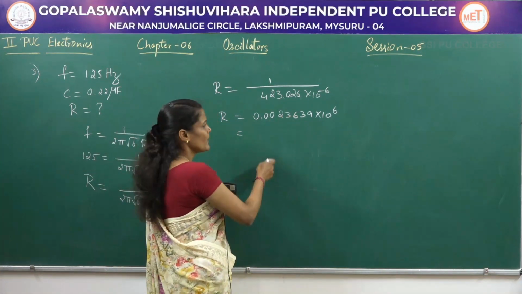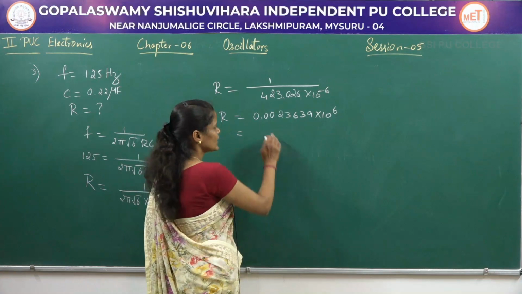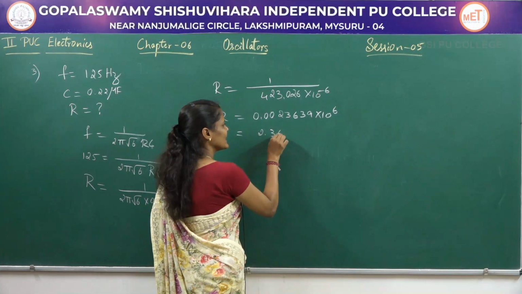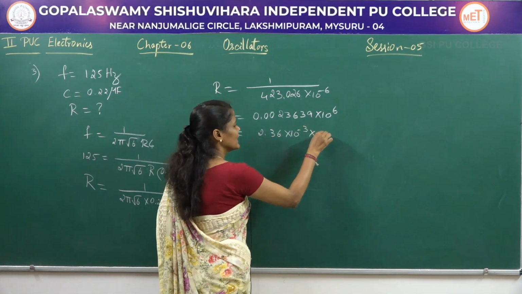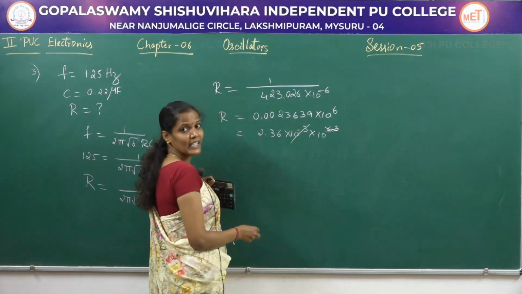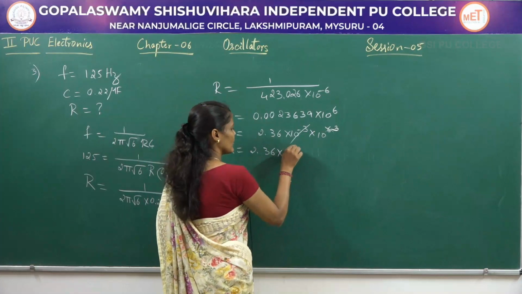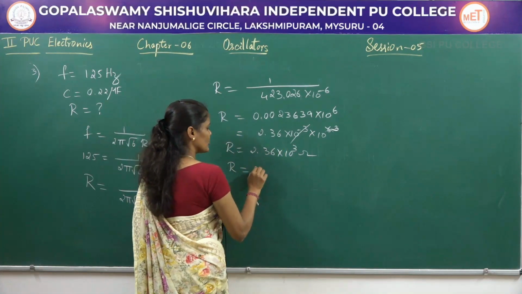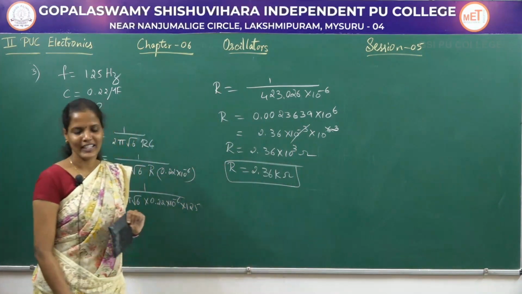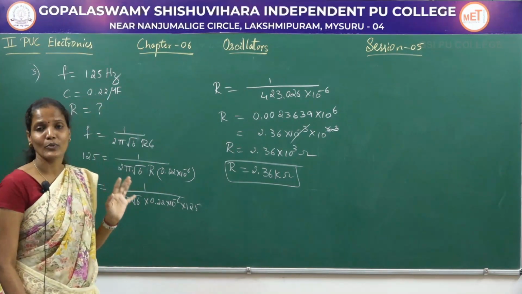So let us try to shift this point. Instead of 10 to the power of 6, I have to keep it in 10 to the power of 3. So let me shift this point by 3 places. 1, 2, 3. 2.36 into 10 to the power of minus 3 into 10 to the power of 6. 10 power minus 3 gets cancelled with 6, retaining 10 to the power of plus 3. So R is equal to 2.36 into 10 to the power of 3 ohms, or R is equal to 2.36 kilo ohms. Clear? So this is the final answer for the resistance which has to be used in order to generate the frequency of 125 Hertz.